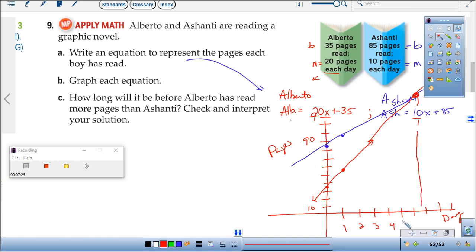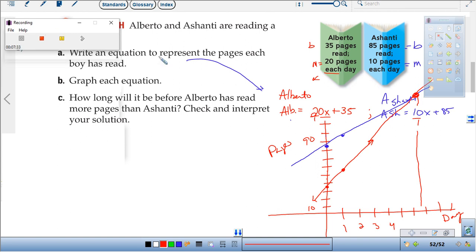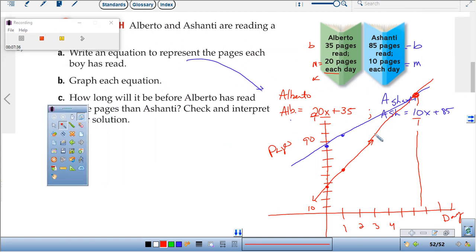And about 5, 6, 7. How long will it take before Alberto can read more pages than Ashanti? This graph should be better to read, but let me just go ahead and see what happens here. What do you think? 5, 6. Let's try 6.